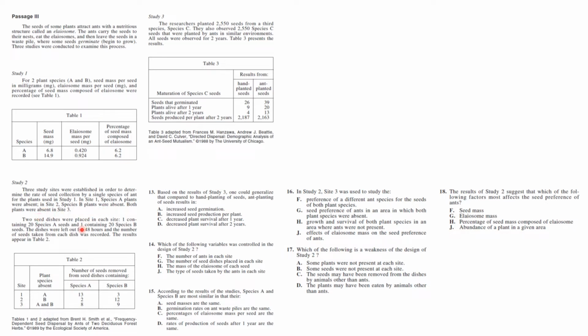Study 2 looks like we have 3 different sites, and it looks like different types of plants were placed at the different sites, and they're placing seeds at the site. In study 3, they're planting seeds and observing ants in similar environments where the seeds have been planted. And that's it. Now we're going to go to the questions.